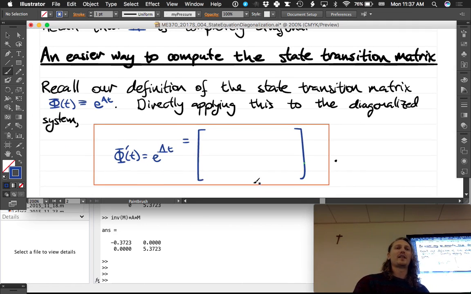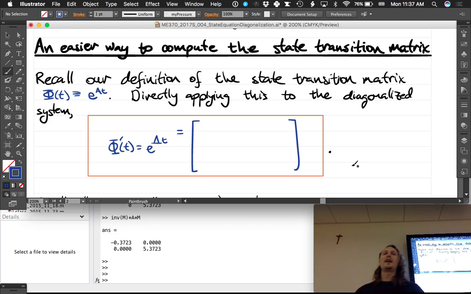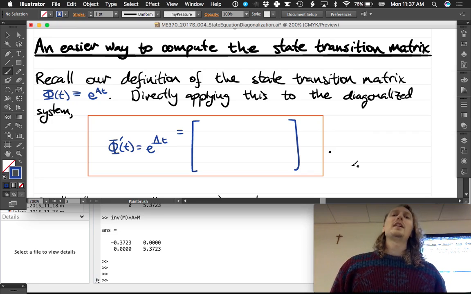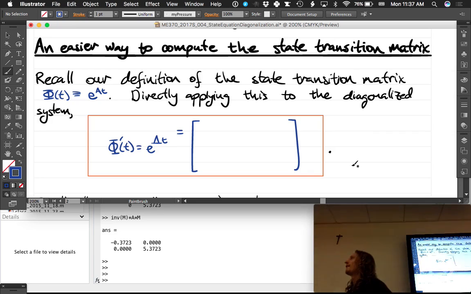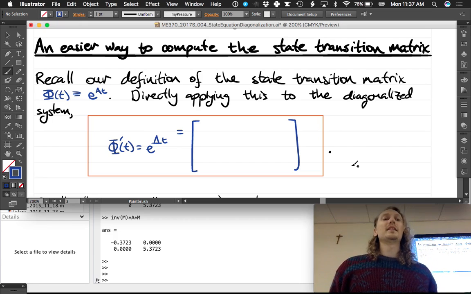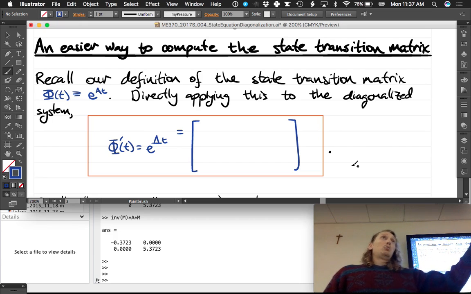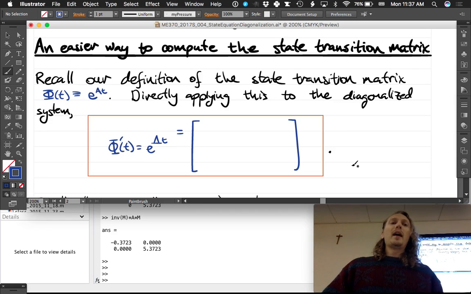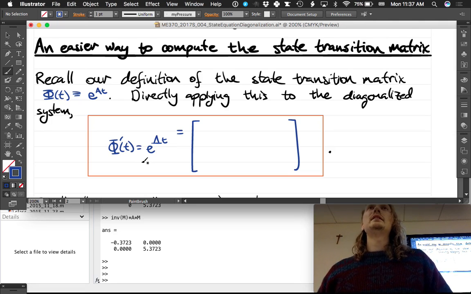Okay. So here's an easier way to compute the state transition matrix. Recall our definition of the state transition matrix: phi of t is equal to e to the At. Now, directly applying this to the diagonalized system, because our new A matrix is just lambda, phi prime is equal to e to the lambda t.